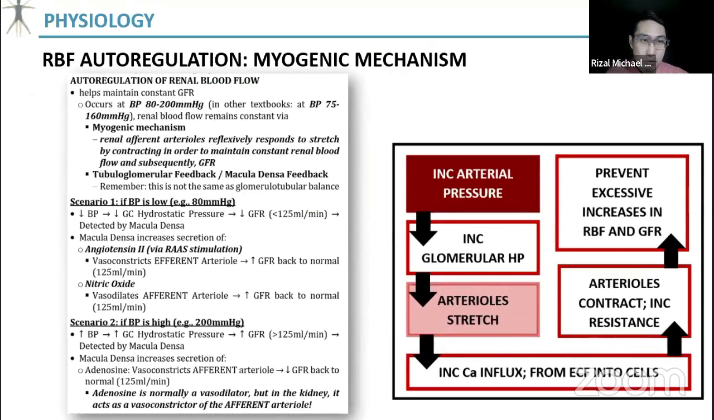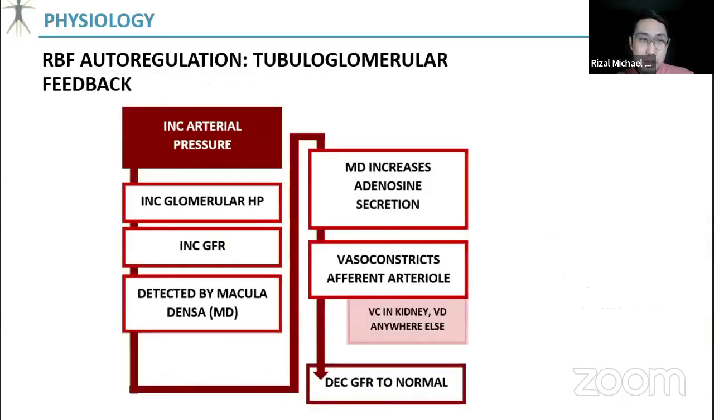Okay, so RBF, renal blood flow autoregulation, you have the myogenic mechanism. So very self-explanatory naman siya. But let's go on with the tubuloglomerular feedback. If you have an increase in arterial pressure, you will have increased GFR. So it will be detected by your macula densa. Your macula densa will increase secretion of your adenosine, right? Your adenosine outside the kidney is a vasodilator, but inside the kidney, it's a vasoconstrictor. So it will decrease the GFR back to normal.